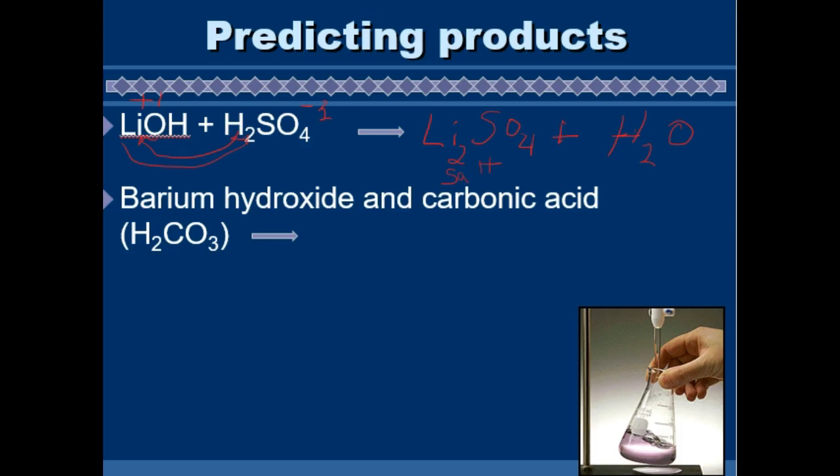Here we have barium hydroxide. Hydroxide is the base, carbonic acid, which is H2CO3. The hydrogen is going to switch places with the barium. Even if I give you words, you need to know that barium is Ba, and it's going to switch places with the hydrogen. CO3, if you look on your polyatomic ion chart, has a -2. Barium has a +2, so it's going to be BaCO3 plus H2O.